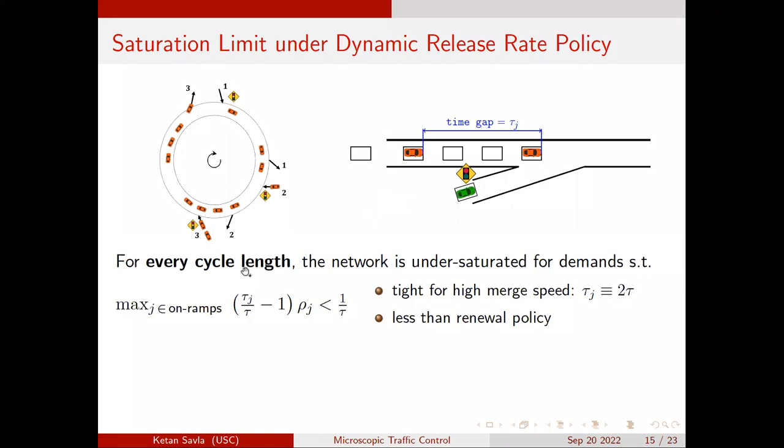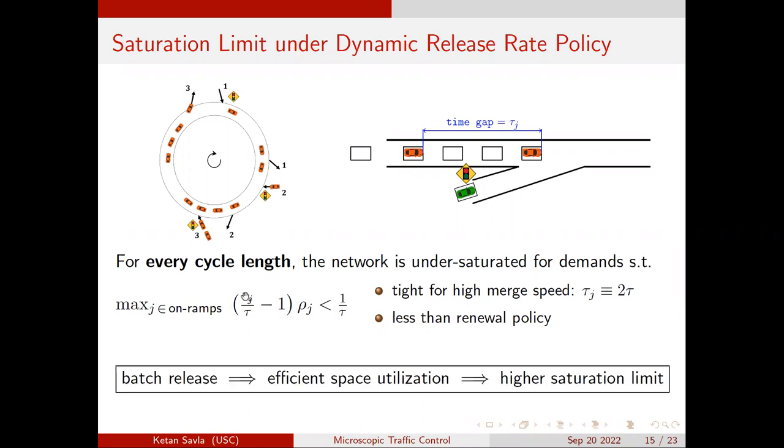For every cycle length, independent of what cycle length you choose, therefore you could choose cycle length equal to 1, the network is undersaturated if this condition is satisfied. This condition looks very similar to the condition that we had for the renewal policy, except for an additional minus term here on the left-hand side. And because of that, at least as far as the sufficient condition is concerned, this is actually worse than the one under the renewal policy.